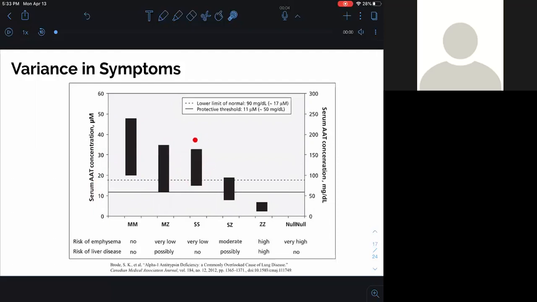And as shown previously and in this graph, only the Z allele can lead to both liver disease and emphysema, making those who have inherited Z alleles from both parents at very high risk, and they may require a liver or a lung transplant in the late stages of AATD. And the very, very rare null alleles, also seen here, result in the production of no AAT at all, only leading to a very high risk of emphysema.